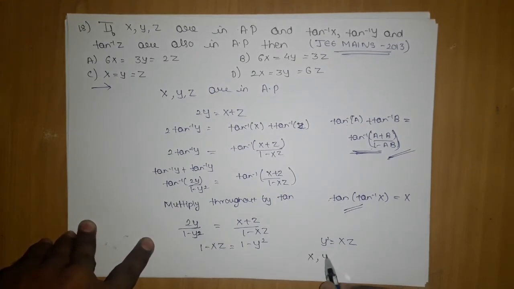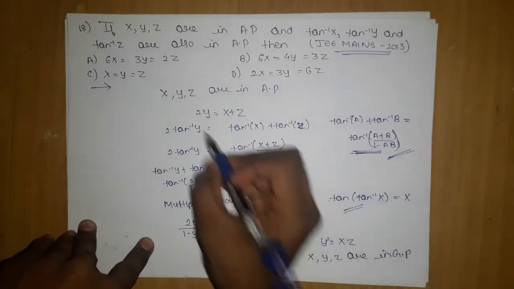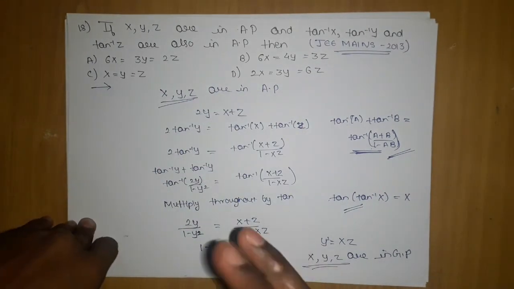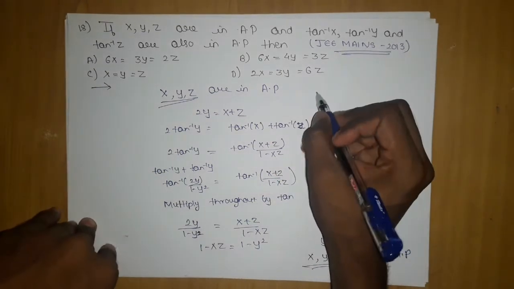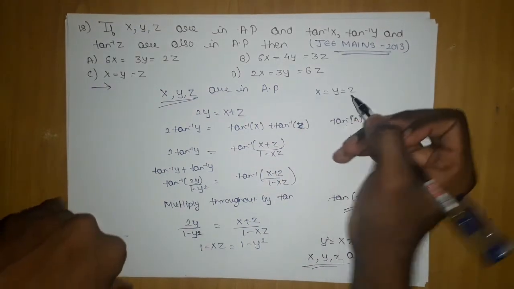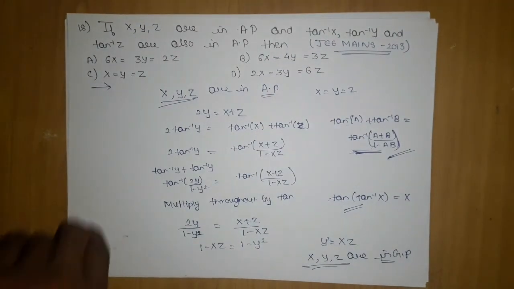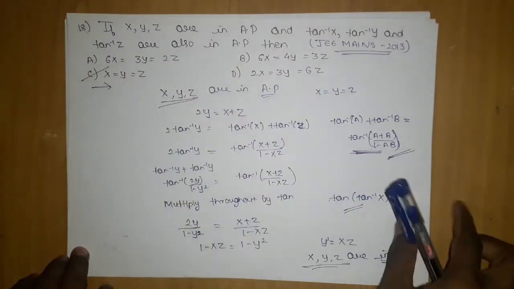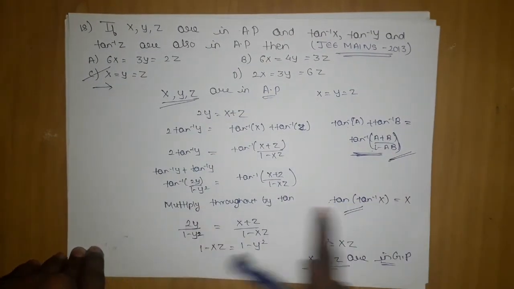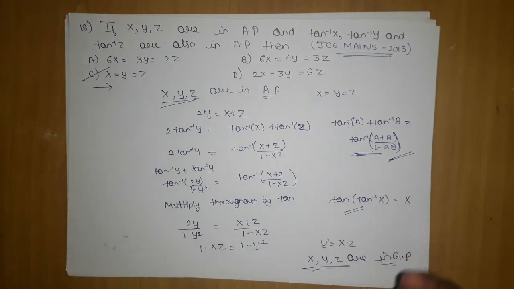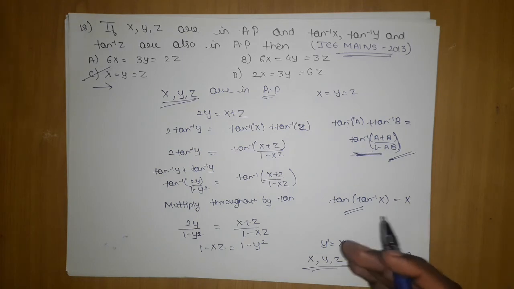So x, y, z are in GP, but they have given that x, y, z are in AP. When three terms can be in AP and GP both, it is only possible if they are equal. If they are equal, then they can be in AP and GP both. So C is the answer. Hope you have understood this thing. The reason for multiplying throughout is the different thing in this question. The rest of the things use sequence and series.